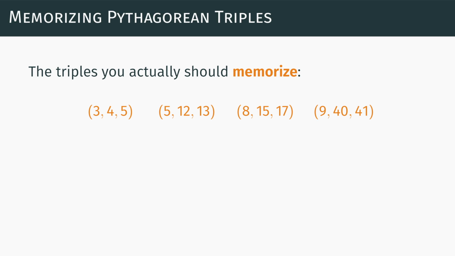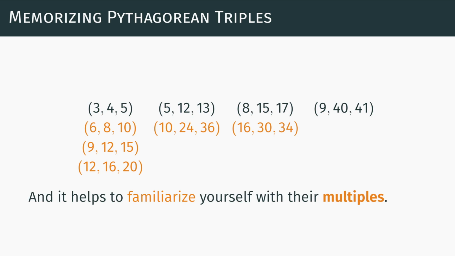In addition to memorizing these 4 primitive Pythagorean triples, you should also probably familiarize yourself with their multiples, right? 3, 4, 5 has multiples like 6, 8, 10; 9, 12, 15; 12, 16, 20. You get multiples for the other ones. 5, 12, 13 gives us 10, 24, 26. 8, 15, 17 would get us 16, 30, 34.